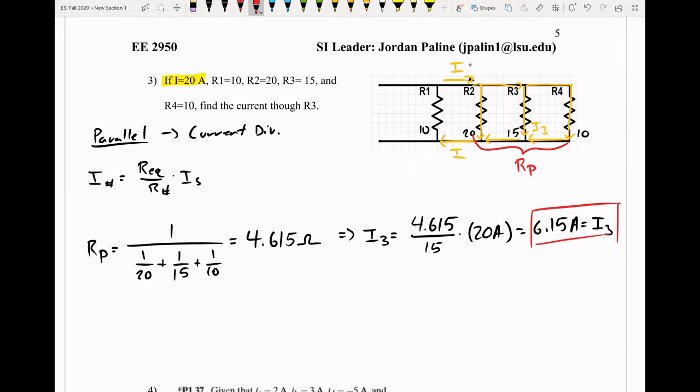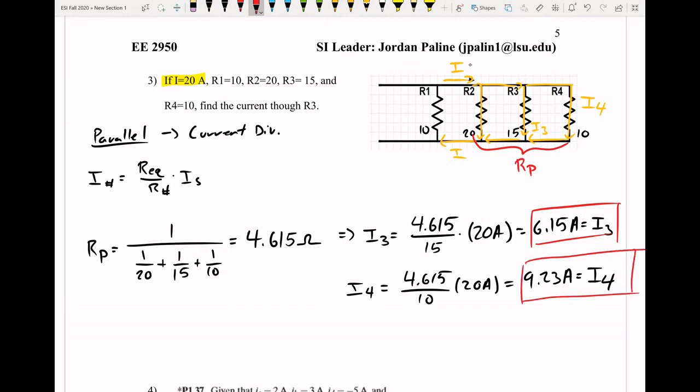So now, if we wanted to find, let's say, I4 over here, all we would have to do is I4 is equal to 4.615 over 10 times 20 amps. And what would that give us? This will give us 9.23 amps for I4.